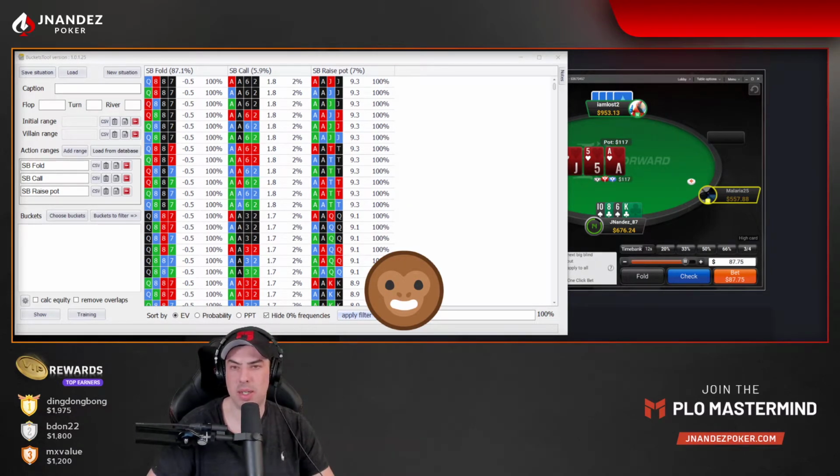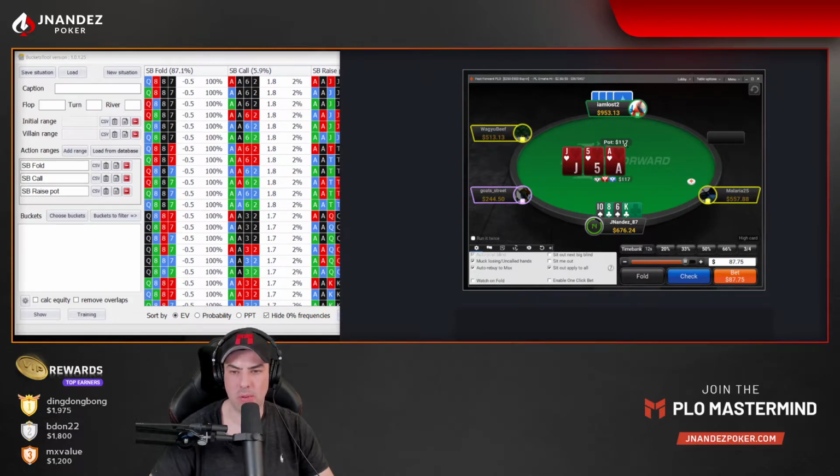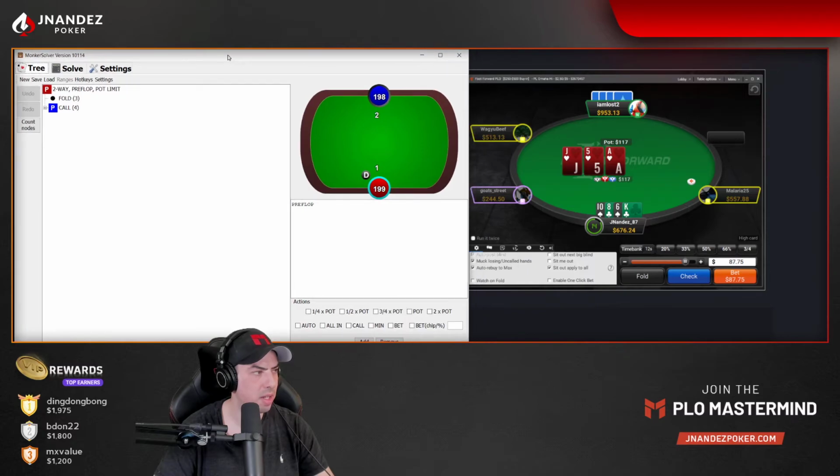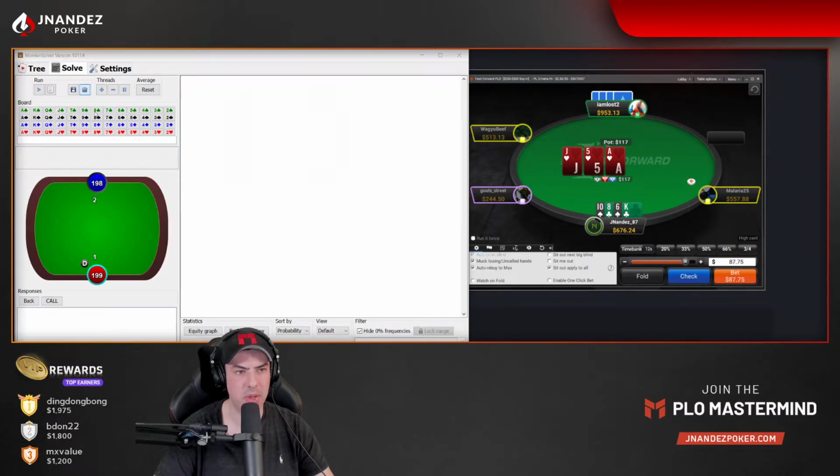I'm going to open now a sim in Monker Solver about this sort of poor texture when you 3-bet from the small blind against the cutoff, and see if my plan here was to check fold essentially, and we are just going to look into if that is actually reasonable and what our bluffs would be.